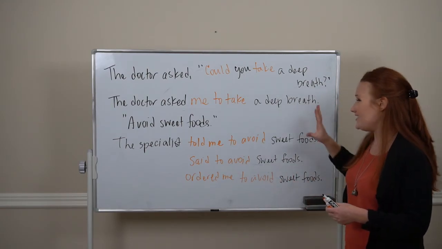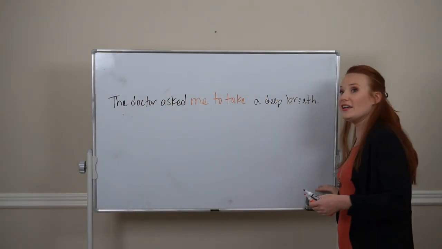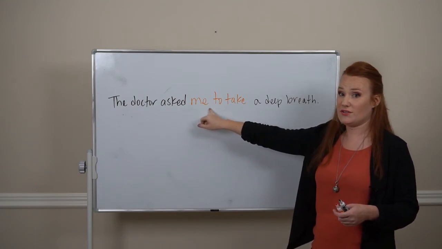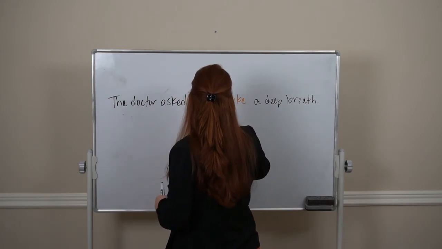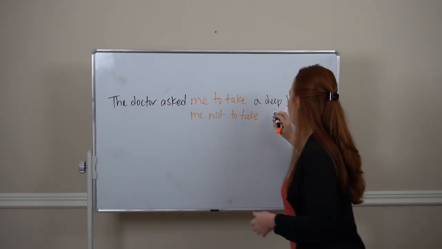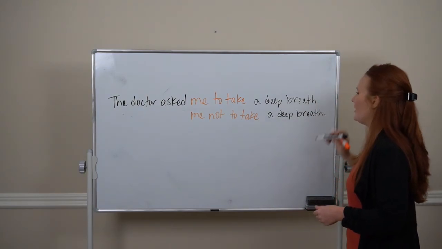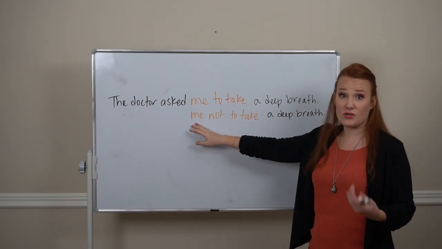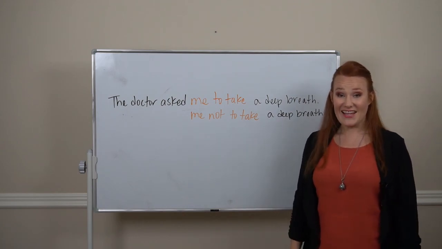Now, to make a negative form of one of these, let's see, I'll keep one of them. We're going to put the not after the person it's being told to. So, the doctor asked me not to take a deep breath. So a little strange, but to make that negative, we'll go between that object of who is being told and the infinitive. All right, guys, that's all I've got for you.